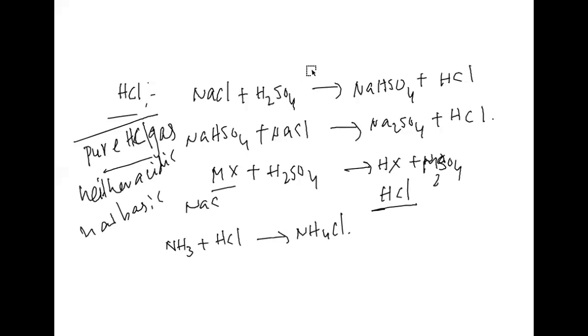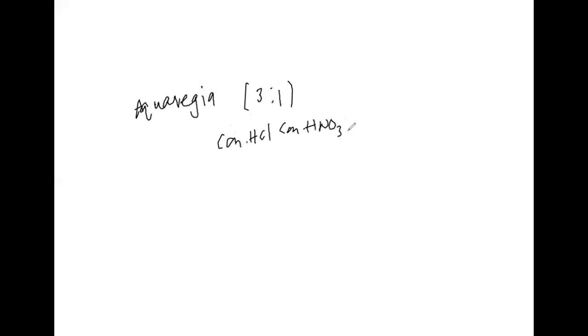Right. Now come to aqua regia. What is that? Aqua regia contains a 3:1 ratio of two acids, that is 3 parts of concentrated HCl and 1 part of concentrated HNO3. It is used to dissolve noble metals, like Au, that is gold.